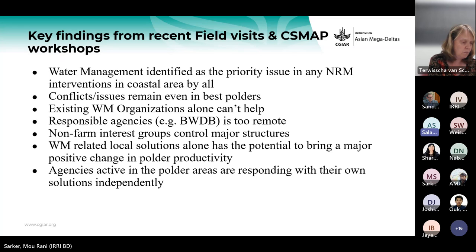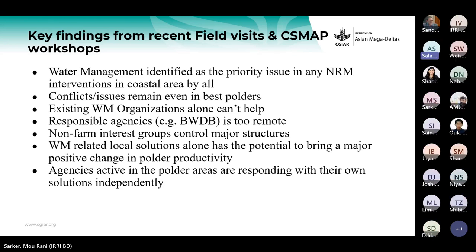So water management identified as the priority issue in any natural resource management interventions, coastal areas, by all this, in all meetings so far we attended, that was identified as the number one issue that needs to be addressed if we want to make a breakthrough in agriculture or in natural resource management activities, research and development activities. And even in the base polders, we'll find that there are conflicts and there are issues that need to be addressed. And existing water management organizations, they admitted that they alone cannot actually solve those problems. They need something more to assist them to be able to address those issues.